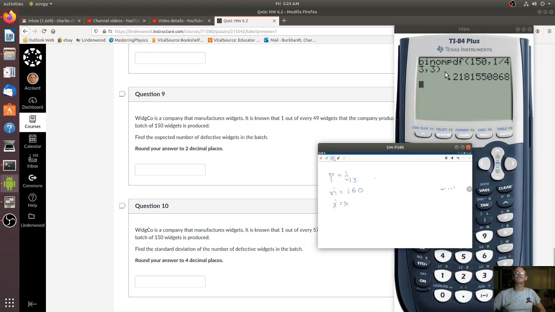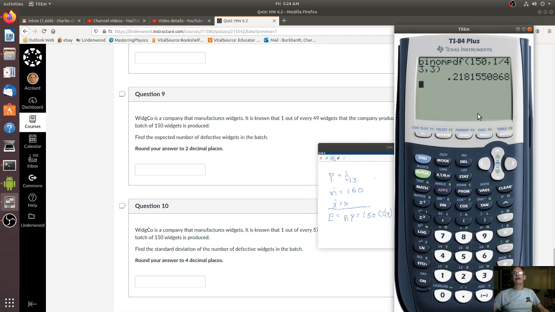So for question 9, the formula for expected value is equal to n times p. Okay, so n is what? 150, and p is 1 out of 49 for question 9. So n is 150, and p is 1 out of 49. So that's the same as taking 150 divided by 49. So I'm going to use my calculator for that. 150 divided by 49.